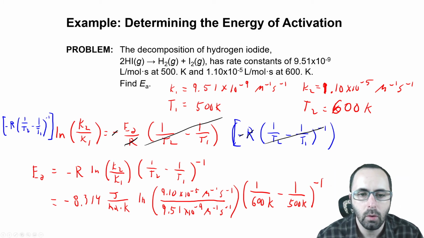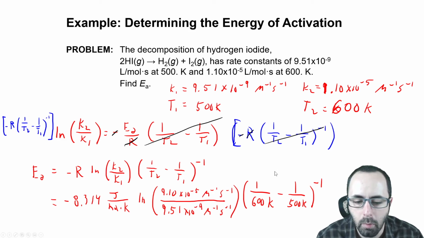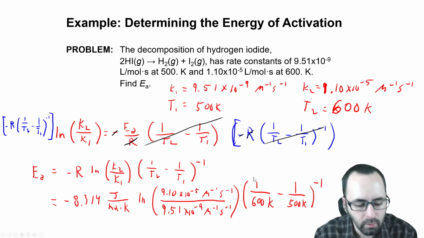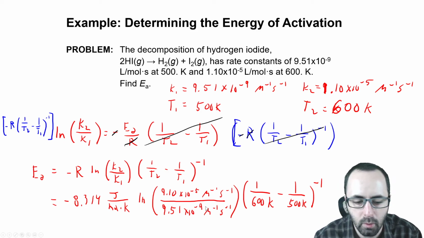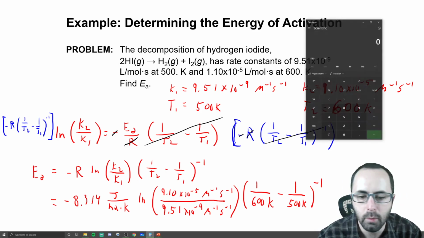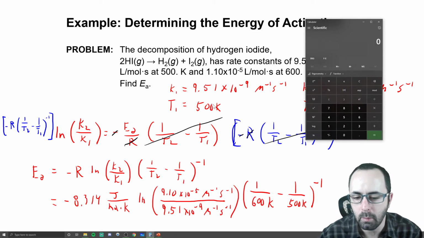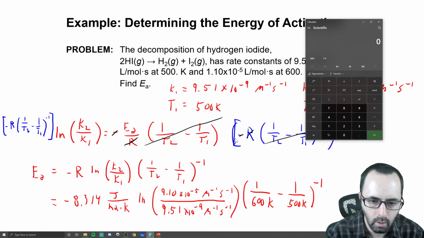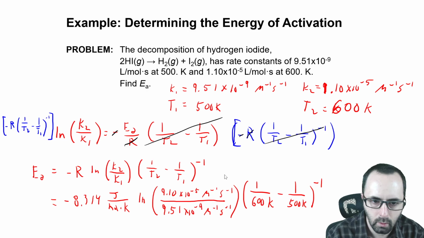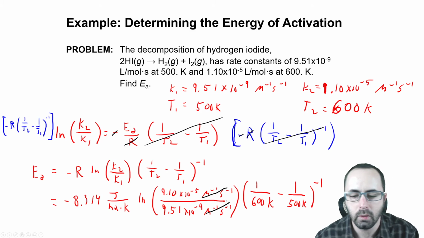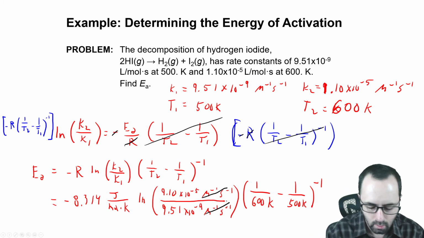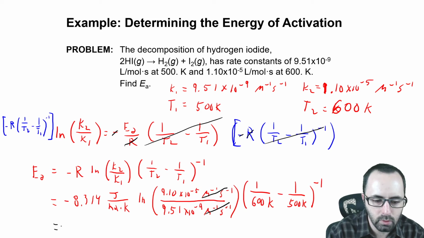Okay, so if you've got a single line calculator like I do, you're probably going to have to break this up into parts. If you have a double line calculator, you may be able to punch it all in at once. This is really up to you how you want to do this, but whatever you do, keep track of the units. So here we should note that our molarity^-1 second^-1 are going to cancel here. And then on our next line, we're going to have equals -8.314 joules over moles Kelvin.